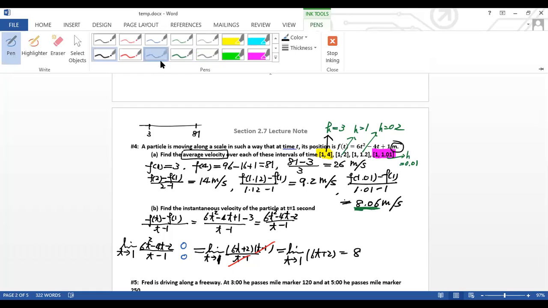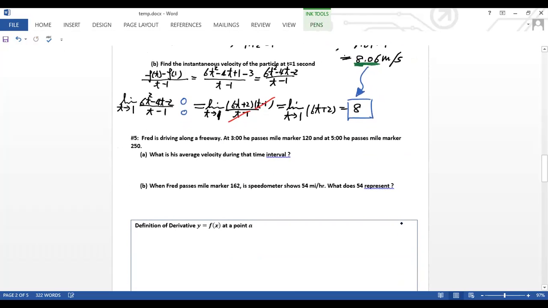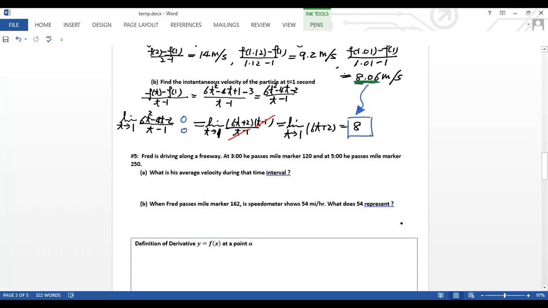All right, so you see here, when your h is 0.01, it is already very, very close to your instantaneous velocity, right? So that's one of the very common applications in physics. We talk about the average velocity and the instantaneous velocity. Basically it's the same as finding the slope of the tangent line. Okay, so let's do a last example, then we will stop here and talk about the derivative in our next video.